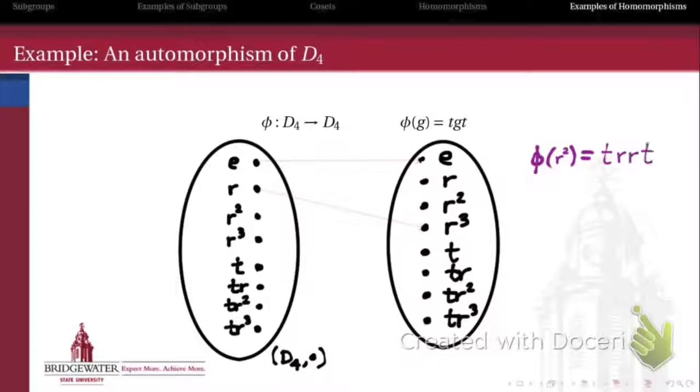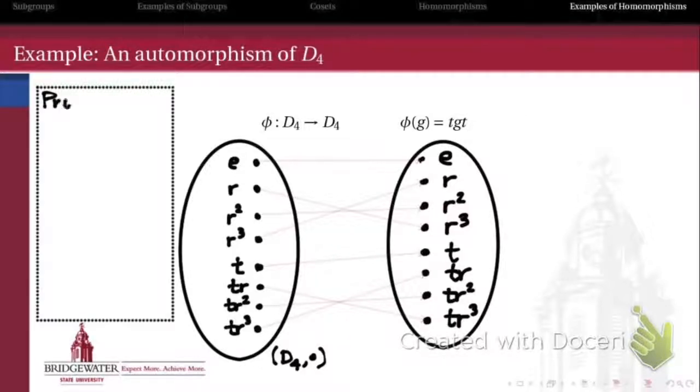Phi of R squared is R squared. Phi of t is equal to t. Phi of tr is equal to tr cubed. Phi of tr squared is tr squared, and phi of tr cubed is tr. So we can just work those out again using the properties of the elements of the group D4.